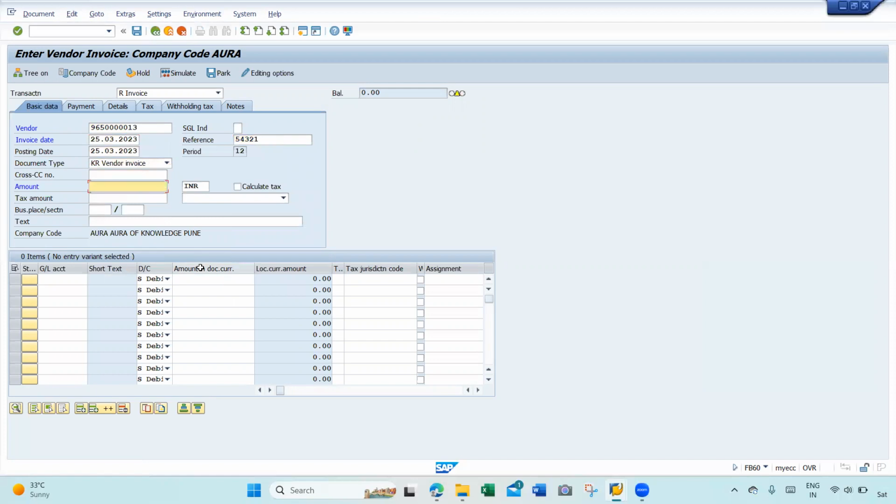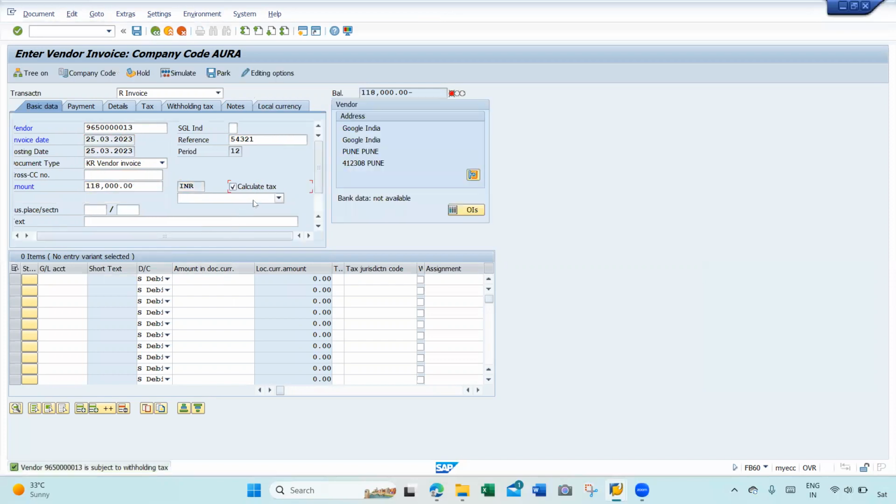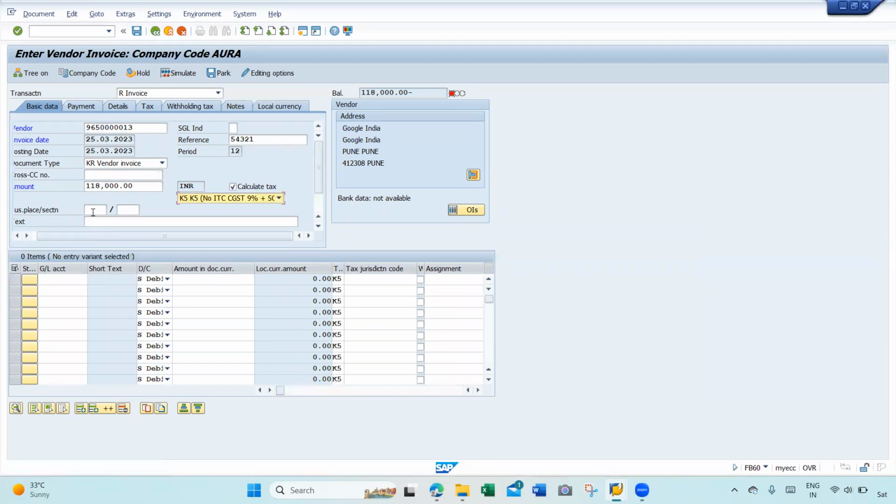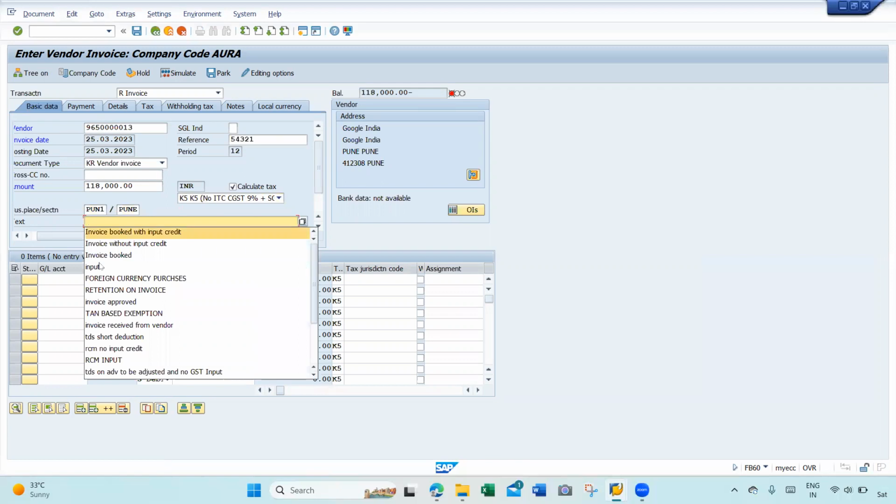Now let us go with some other example where there is no input credit. So let me take 1,18,000. Here I have created another tax code, K5. You see K5, no ITC, CGST 9%, SGST 9%. What I mean is there is no ITC in this particular invoice. I am not eligible to take input credit for whatever may be the reason.